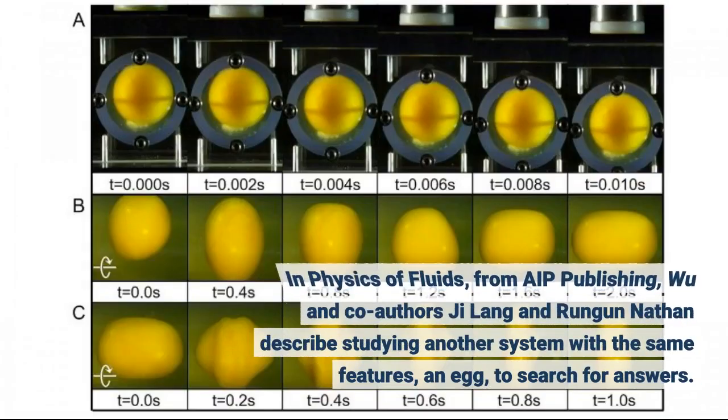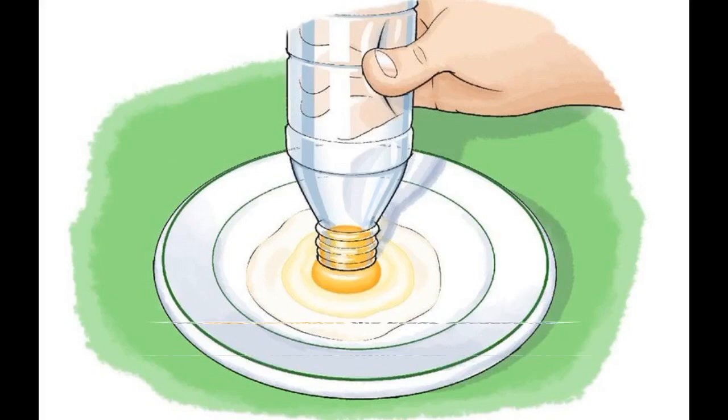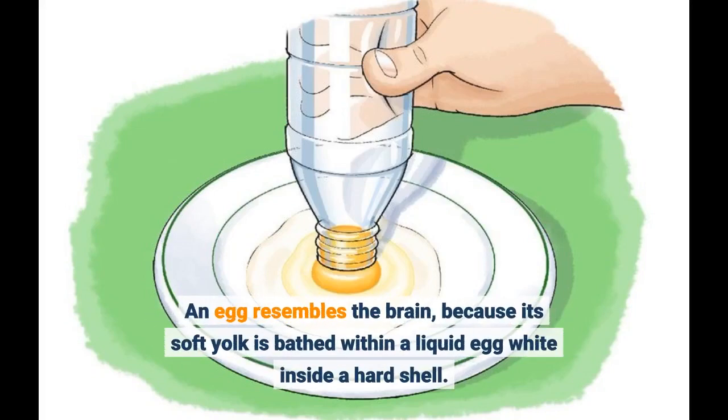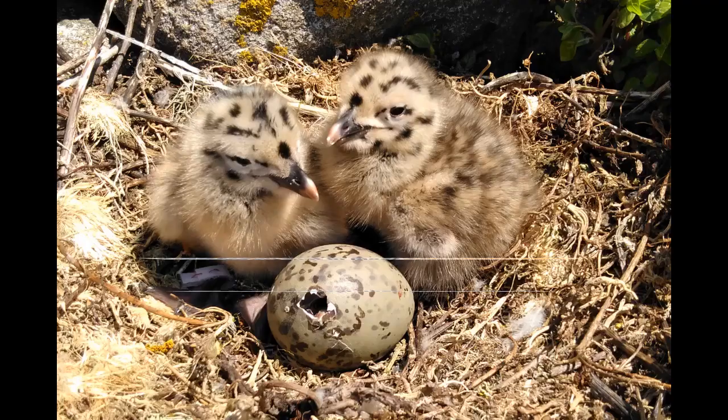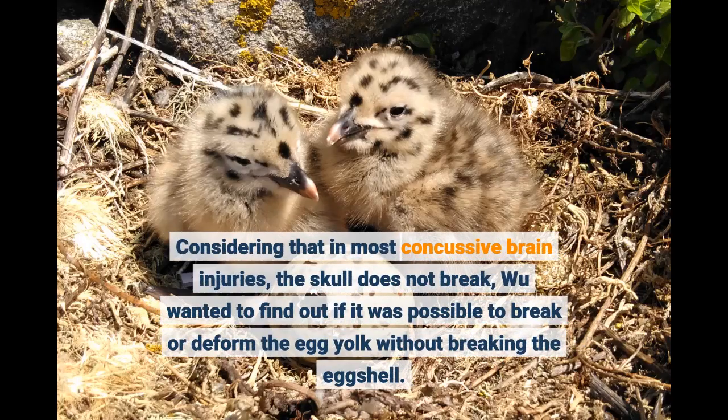In Physics of Fluids, from AIP Publishing, Wu and co-authors Ji Lang and Rungun Nathan describe studying another system with the same features, an egg, to search for answers. An egg resembles the brain, because its soft yolk is bathed within a liquid egg white inside a hard shell. Considering that in most concussive brain injuries, the skull does not break, Wu wanted to find out if it was possible to break or deform the egg yolk without breaking the eggshell.